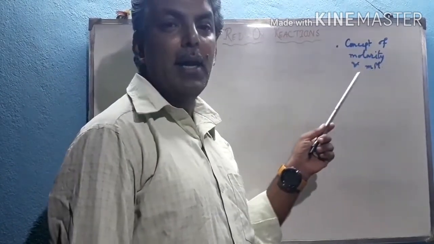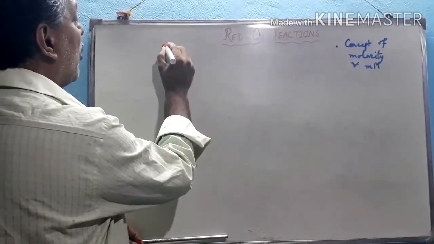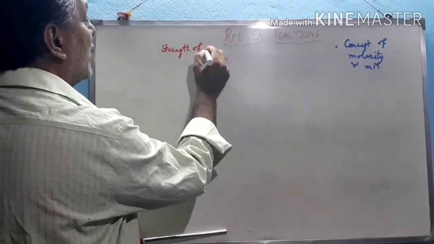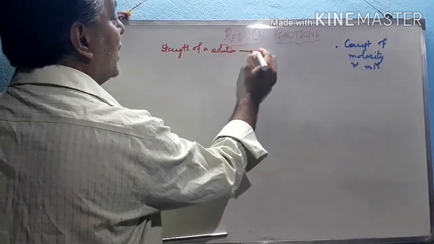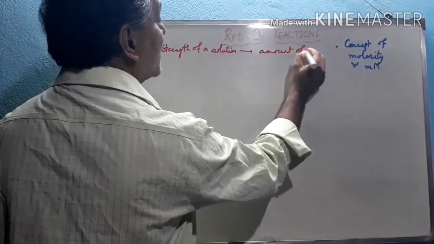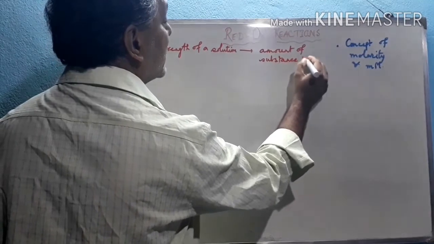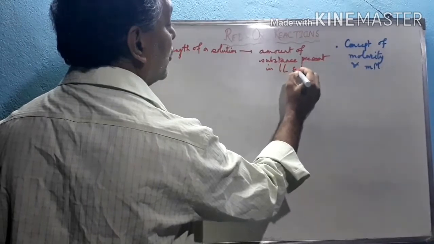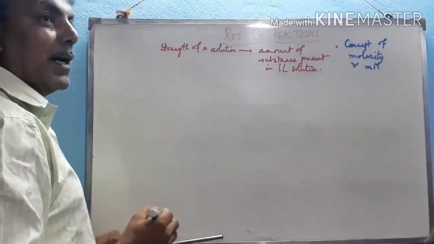Concept of molarity and millimole. Now, first we have to know the strength of a solution. What does it mean? Strength of a solution means the amount of substance present in 1 liter of solution. Now this strength can be measured in two ways.